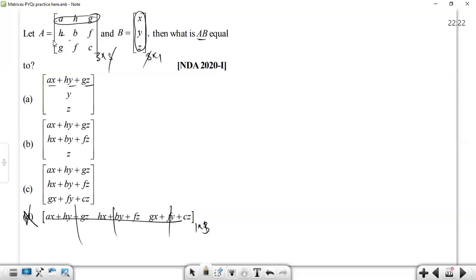hx plus by. Now if there are no other elements, we'll shift to the next row. Second row, first column. So hx plus by plus fz. Okay, this is there in the second, but not in the first. So this option is also eliminated. Now let's look at the third row, first column, gx plus fy plus cz. This is not here. So C is the correct answer. Clear? Any doubts? Very easy question. Simple multiplication question. Any doubts, anyone? If there are any doubts, please ask. No, sir.